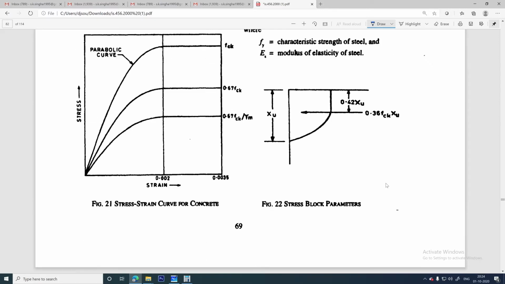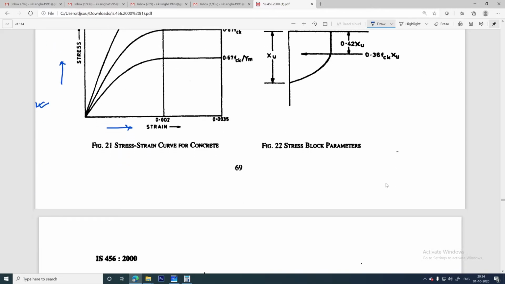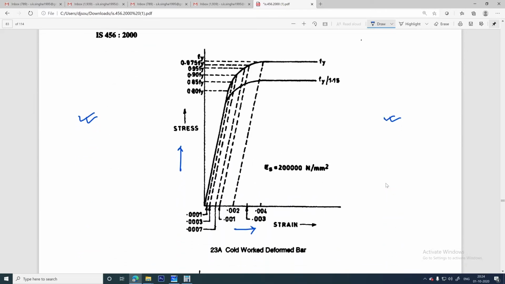Now for the concrete, follow this graph. I have already elaborated this graph several times. Here you have strain on one side and stress on the other, right? So from these two graphs separately, when you consider the concrete, you use this graph, and when you consider the steel, you use the one for the taut steel. Generally we design the beam sections using taut steel bars, like Fe415, Fe500, Fe550. So for those you need to use these graphs.